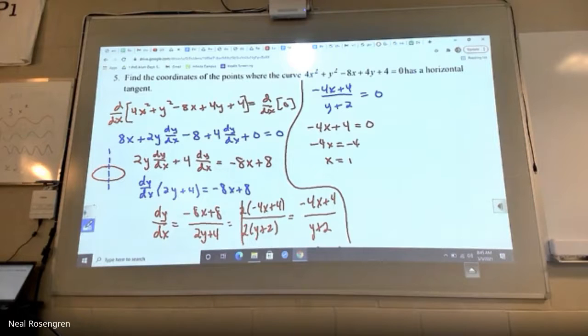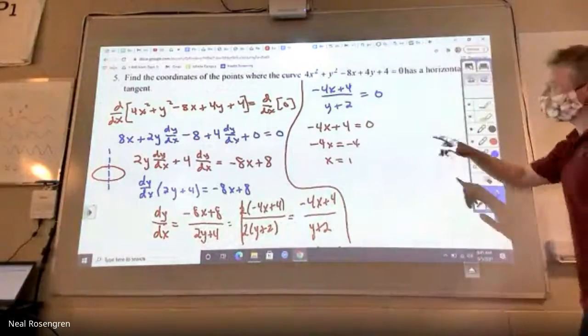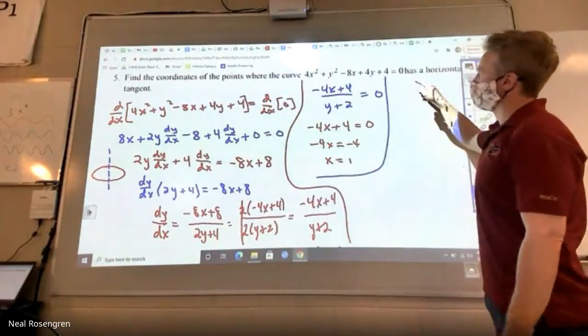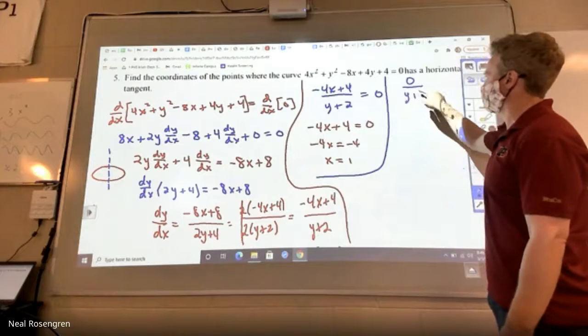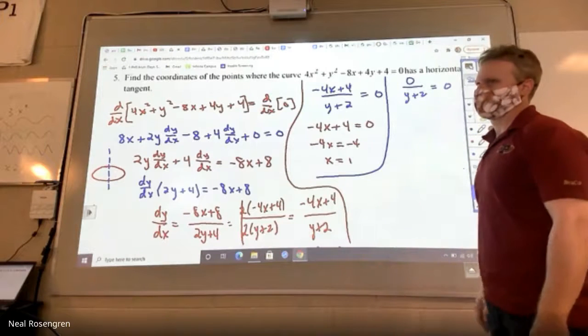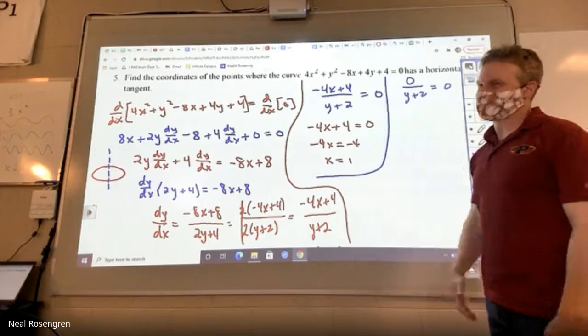How are we going to find the coordinates? Sometimes it says, find the values of x where this is true. Okay, cool, x equals 1, we're done. Yeah. You plug in the 1 for x and then solve for y. Into what? The derivative. Well, if we plug 1 into the top, let's see what that does. So 0, right? So we get 0 over y plus 2 equals 0. Any y makes that true except for -2.